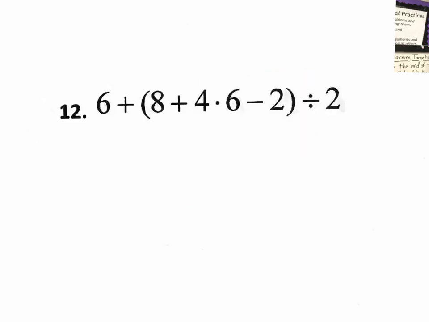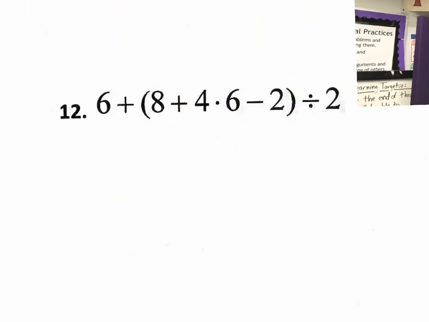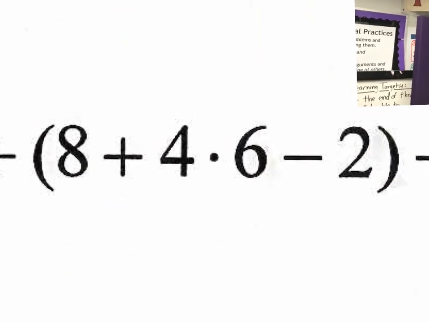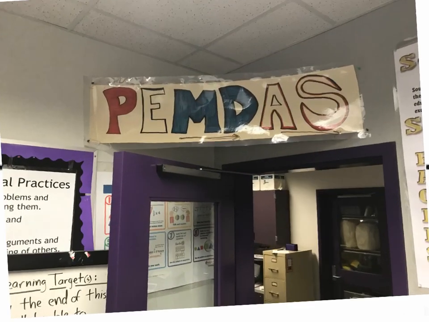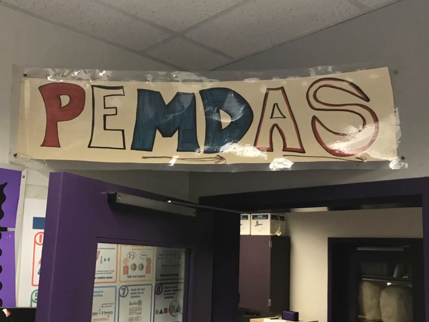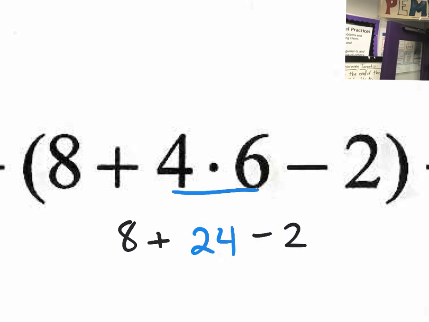All right, number 12. Again, we are going to begin with P, parentheses. So right here we zoom in, and inside the parentheses we have several operations. We have addition, multiplication, and subtraction. Once again, do we add, subtract, or multiply? We're going to multiply first. So let's start with that multiplication. 4 times 6 is 24. We're going to bring down the plus sign, the 8, and the minus, and the 2. And of course, this is all still inside of the parentheses.